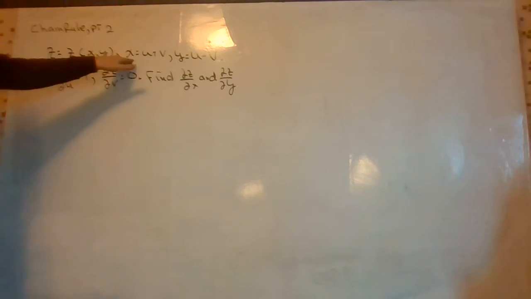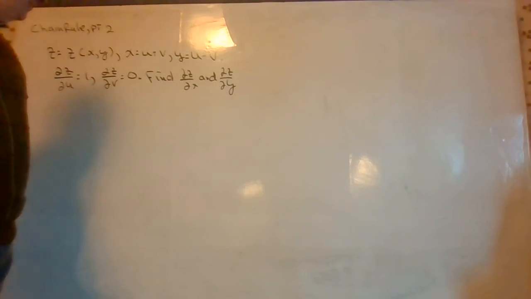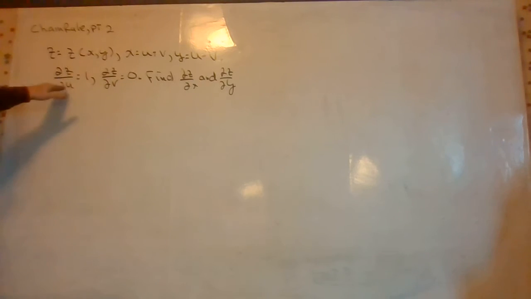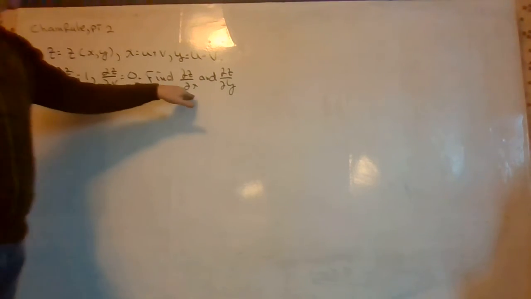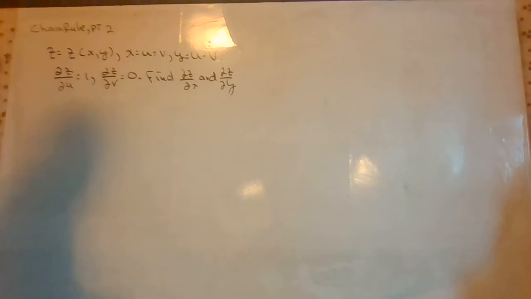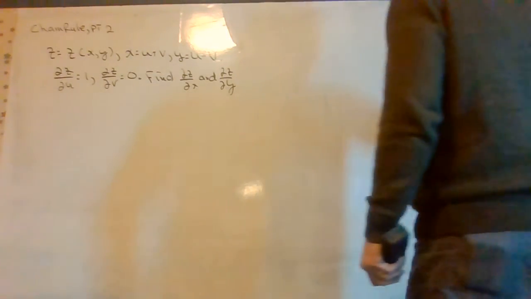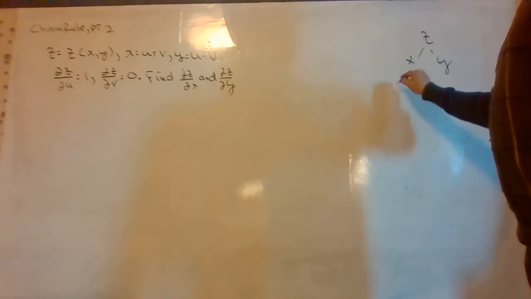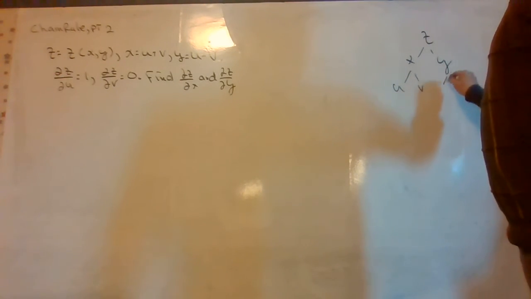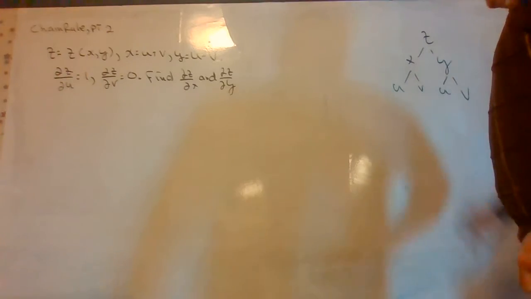We have the x and y functional relationships established, and 2 partial derivatives are given. We're looking for these 2 other partial derivatives as unknowns. So here's how we're going to do it. First of all, we want to write out a tree diagram. Z is a function of x and y. X is a function of u and v. Y is a function of u and v.